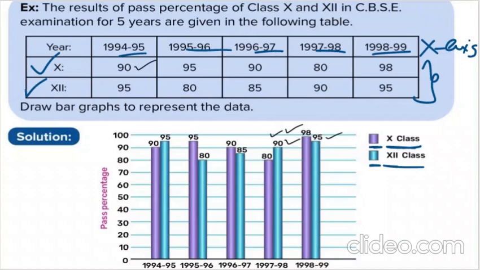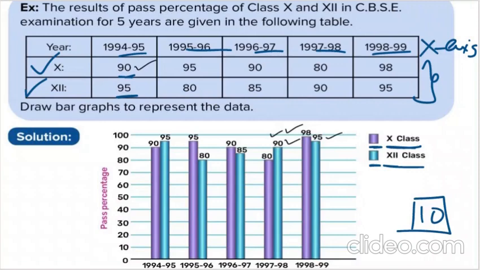So 1994 से 95 में 10th का था 90, 12th का था 95. So you have to चिपका के draw both the graphs. Okay, scale you can take, it's 90, 95 that way only, so you can take 0 to 100. So the scale is of 10 units each. Okay, so that is how you will draw the double bar graph.